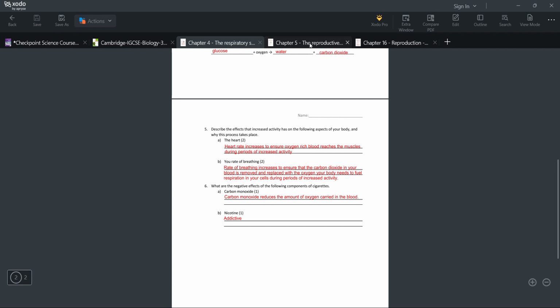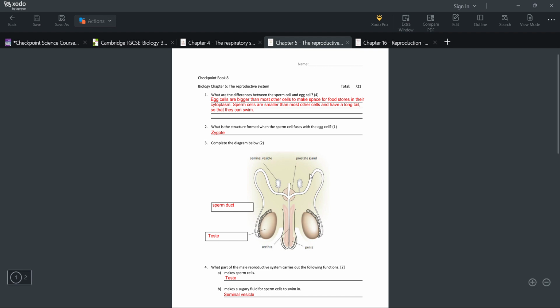Moving on to chapter 5's test on reproduction. So first of all, I asked what's the difference between a sperm cell and an egg cell. First of all, your egg cells are much larger than most cells, and especially sperm cells in your body, because they need to have space for food stores in their cytoplasm. Then your sperm cell is much smaller than other cells, especially the egg cell, and it has a long tail that it can use for swimming, for like relocation.